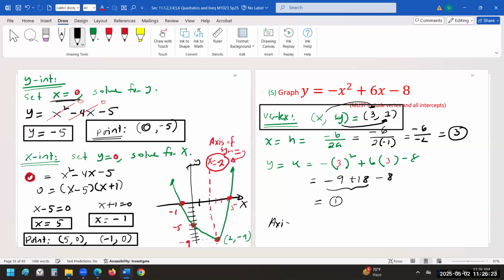Now the axis of symmetry is the x value of the vertex. So x equals 3. It means the line which divides a parabola into 2 equal pieces is the x equals 3 line.